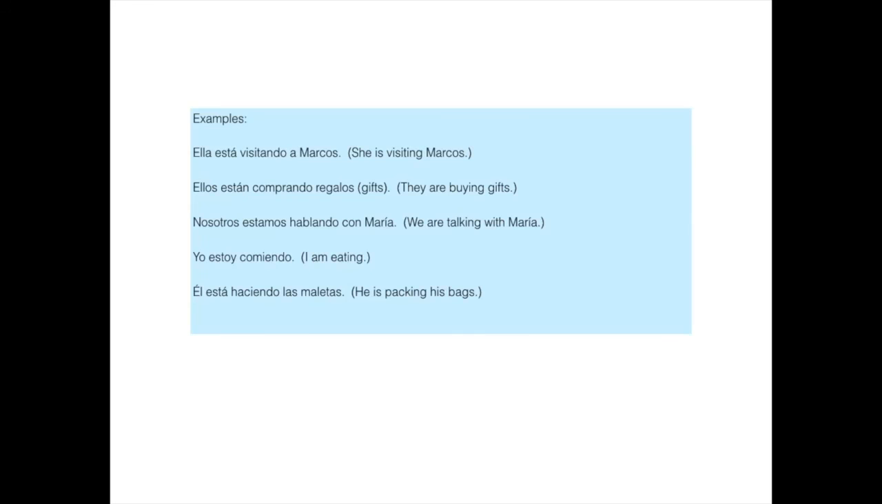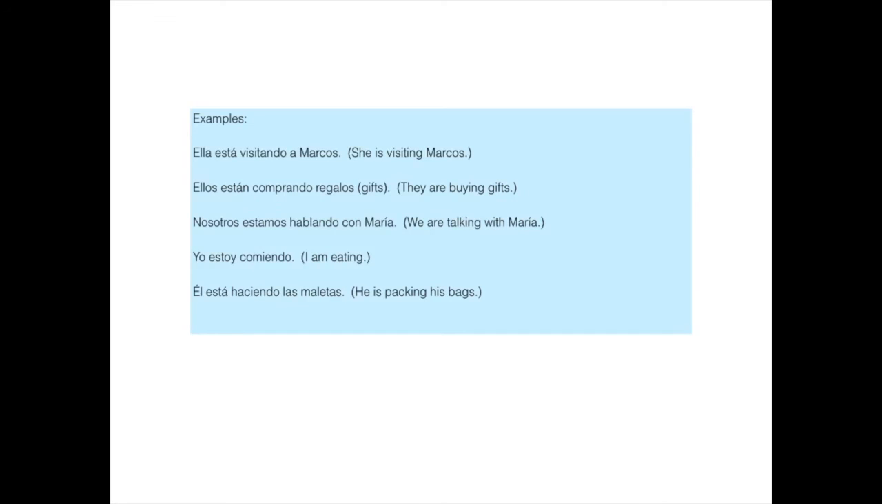Some examples of the ing endings. Ella está visitando a Marcos. Okay, so she is visiting Marcos. We have another example. Ellos están comprando regalos. They're buying gifts. Nosotros estamos hablando con María. So we're talking with María. Yo estoy comiendo. I am eating.